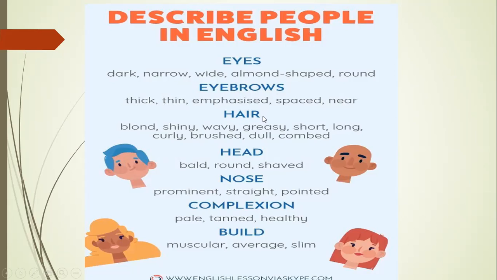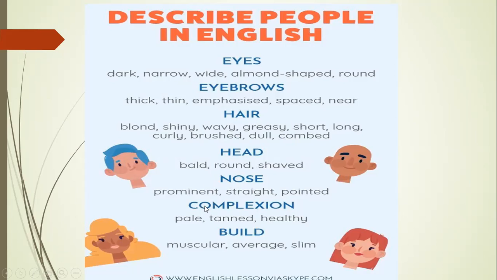Y también puedo describir mi cabello con have. I have blonde hair, I have shiny hair, I have wavy hair, I have greasy hair, short, long, I have curly hair, brush hair, dull, comb. Head también lo puedo escribir con have. I have brown hair, I have shave. Pero si eres calvo, puedes decir I am bald, con verbos ser o estar, porque bald es un adjetivo. Para describir tu nariz, tú puedes decir también con have. I have prominent nose, I have straight nose, I have pointed nose.